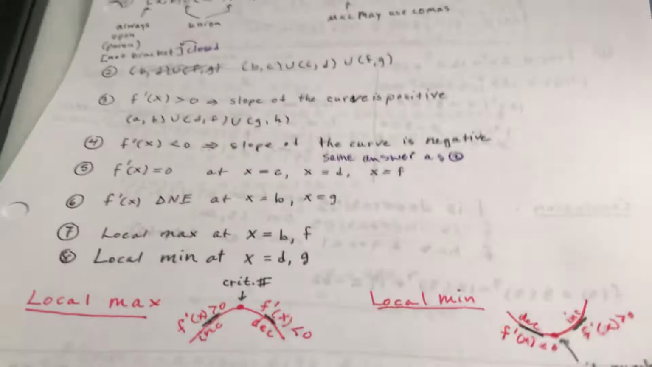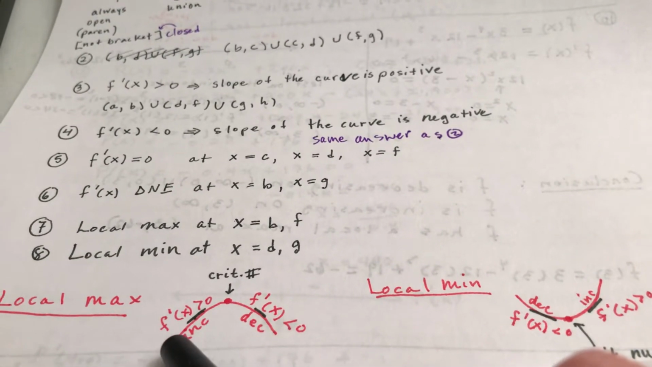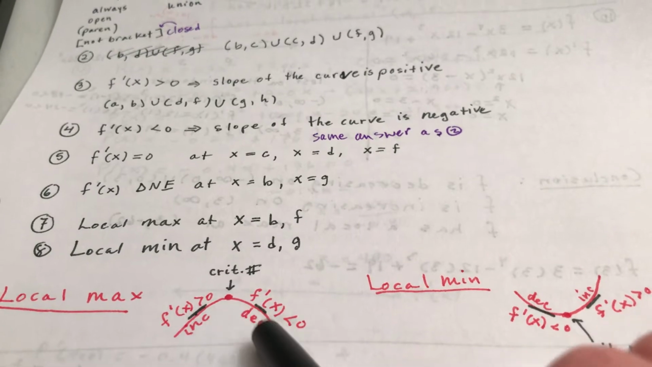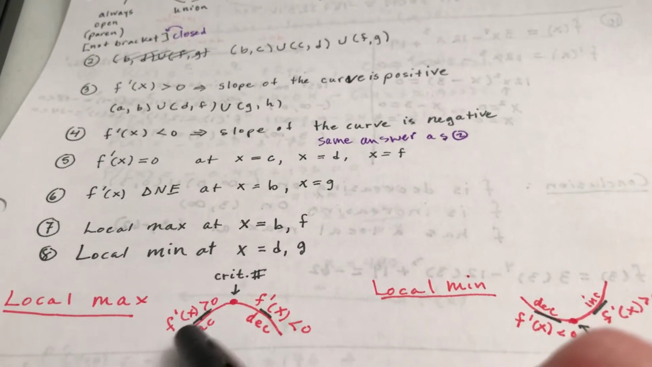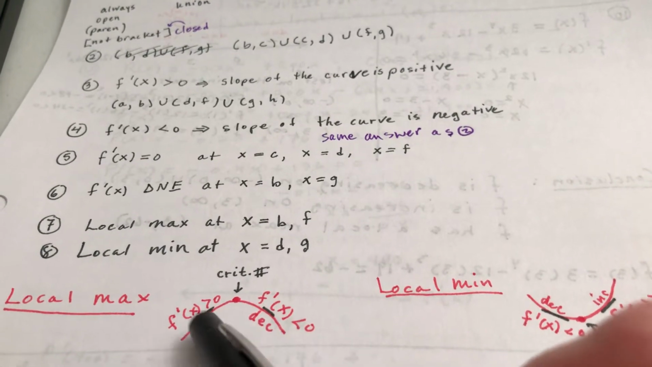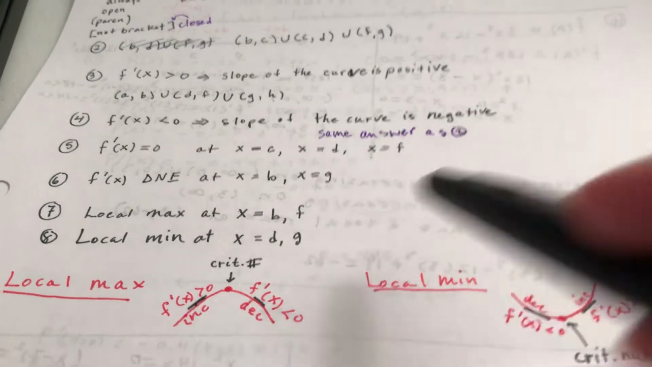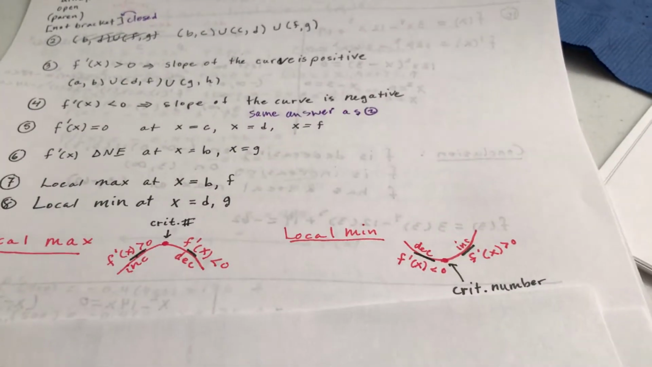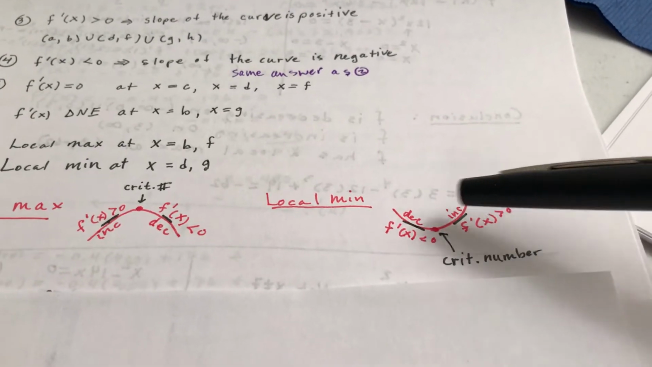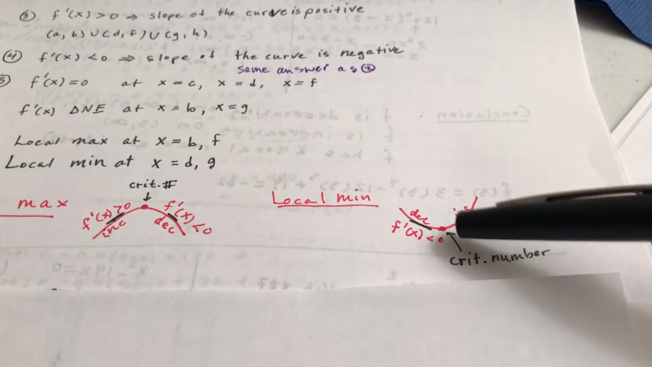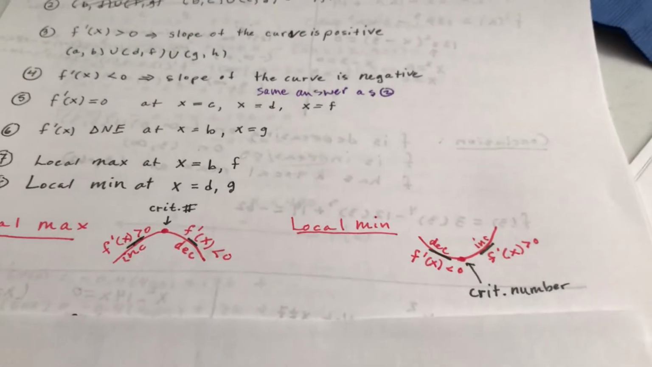So what we have here, local maximum. If the function is increasing and then goes to decreasing, we have a critical number here, and that's called the local maximum, increasing to decreasing. And remember, increasing means f prime of x is greater than 0, and decreasing means f prime of x is less than 0. Now a local minimum, if the function goes from decreasing to increasing, then we have a local minimum, and that's a critical number, and this is f prime of x is less than 0 and f prime of x is greater than 0.